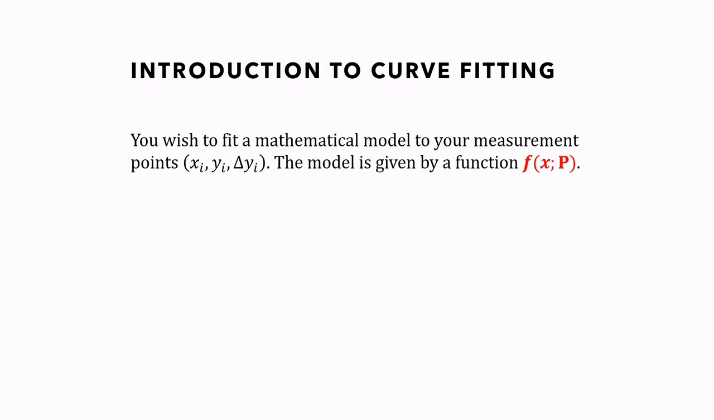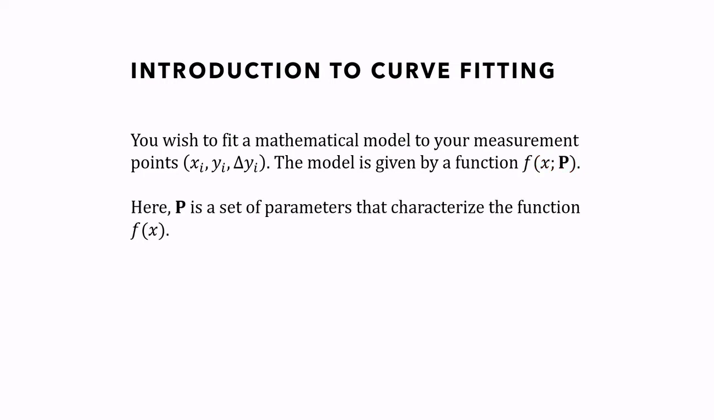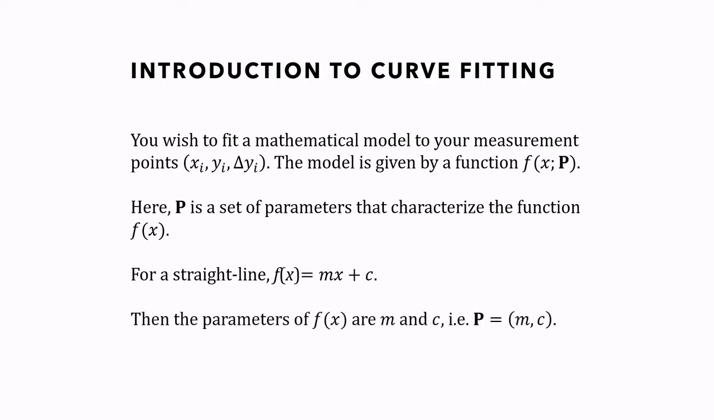Here, P is a set of parameters that characterize the function f. For example, a straight line is described by f of x equals m times x plus c. Also, the parameters of a straight line are m, which is the gradient, and c, which is the y-intercept.